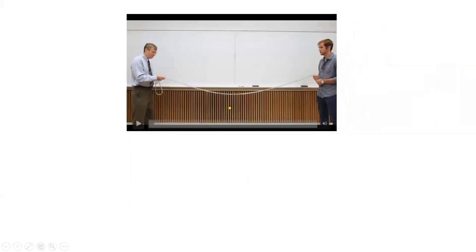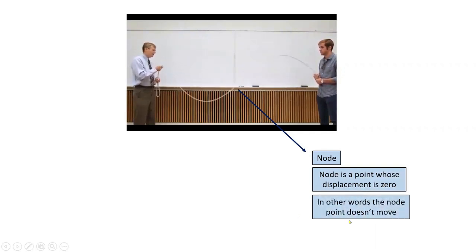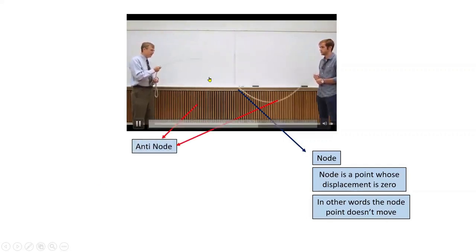All right, let's analyze this. This is a standing wave in which you can see there are two loops. Now, if you can observe carefully, right in the middle, you have a point which doesn't move at all. That point is called a node. The definition is node is a point whose displacement is zero, which means the node point actually does not move at all. On the other hand, if you observe this particular point over here, this is vibrating with the maximum amplitude. These sort of points are called antinodes. And there are two antinodes in this particular situation because even this is vibrating up and down.